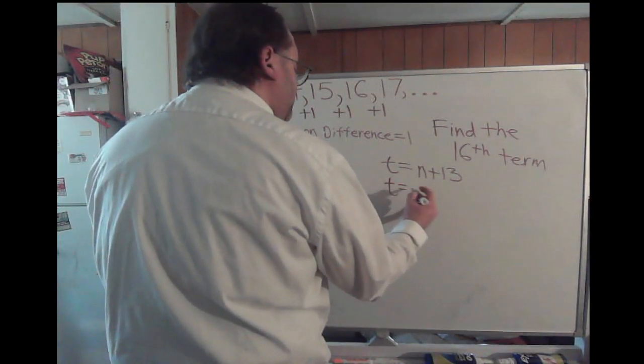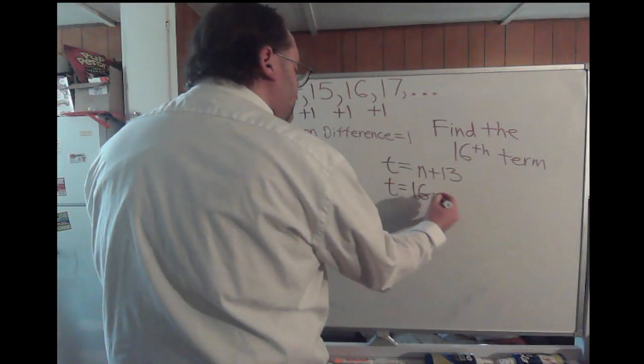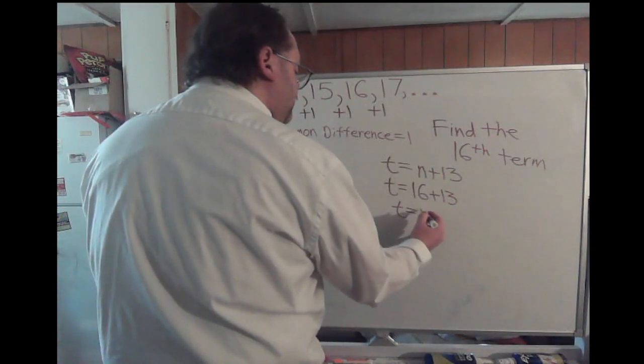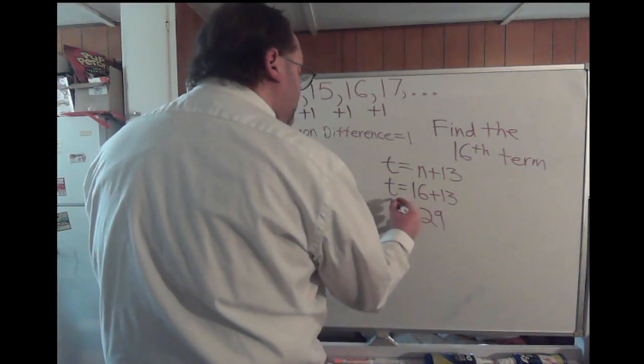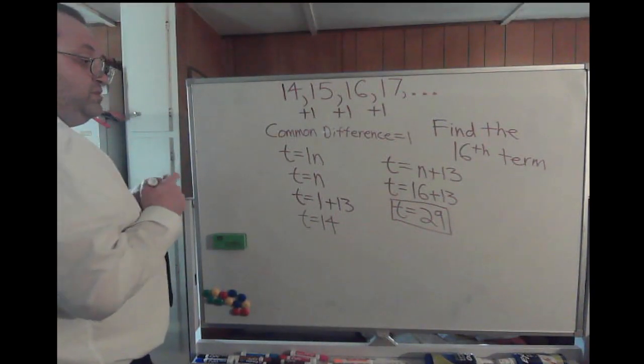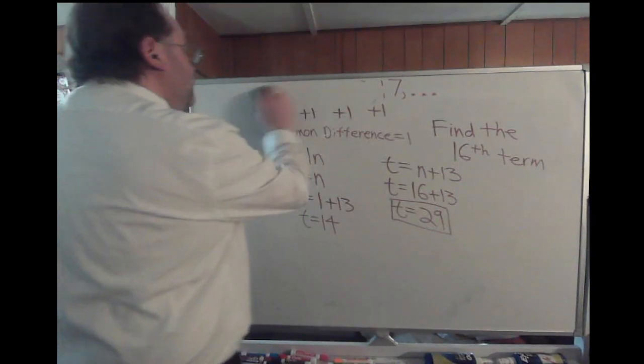Now we can go for finding the 16th term. The term equals the number of the term you're on, which is 16, plus 13. So the term is equal to 16 plus 13, which is 29. So the 16th term of the sequence is going to be 29. And I got even more.